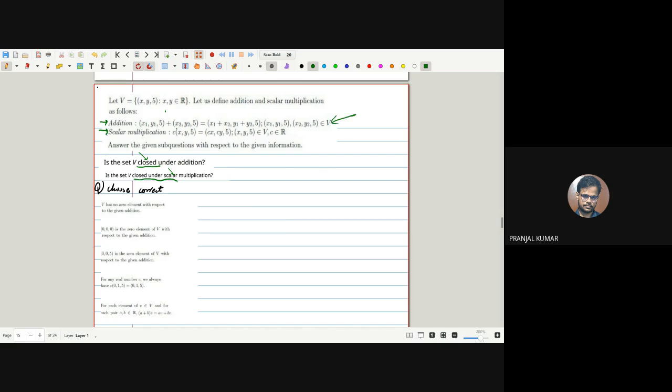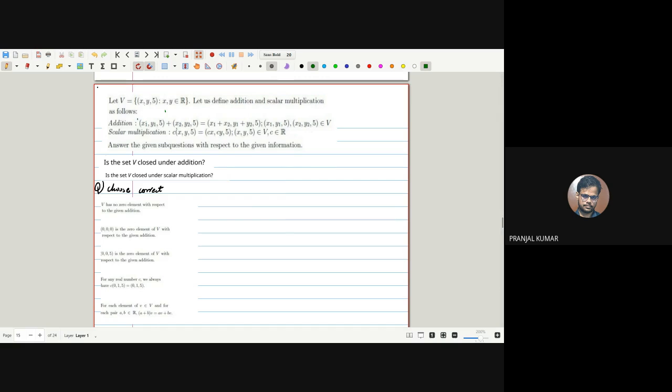See, take 2 points from this set: x1, y1, 5 plus x2, y2, 5, giving you x1 plus x2, y1 plus y2, and 5. Properly it should be 10, right, if you add normally. But they have defined this addition operation for you, so you have to use their operation. Clear? Okay, you have to use your brain here, but don't apply the operations you know beforehand. Use their operations.